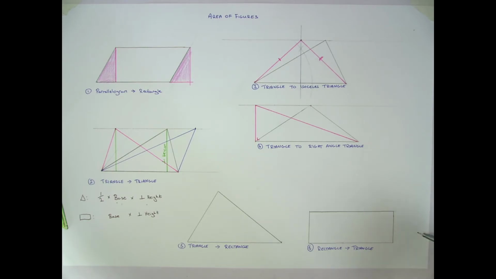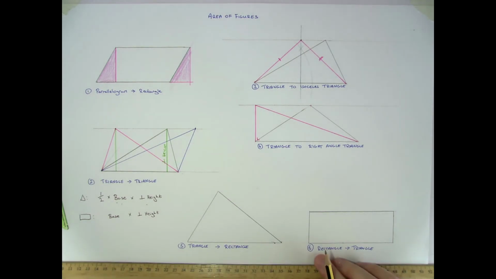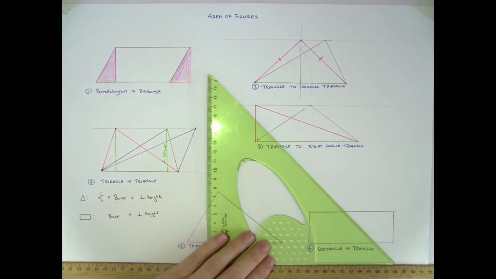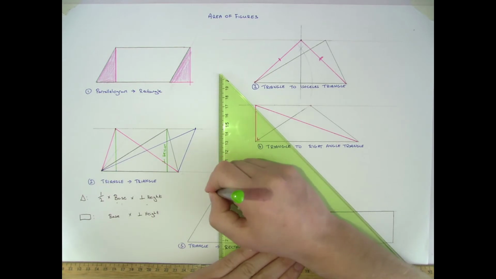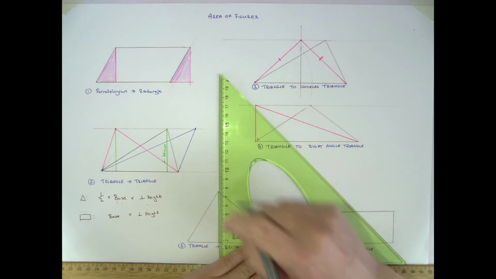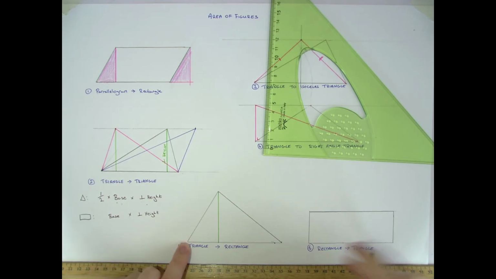So the only difference here is the half. The base is the same, the perpendicular height is the same, the half is different. So what we can do is half one of our dimensions. If we keep our base and half the perpendicular height, I can create a rectangle equal in area to this triangle. So we'll mark our perpendicular height, and we already have the base.